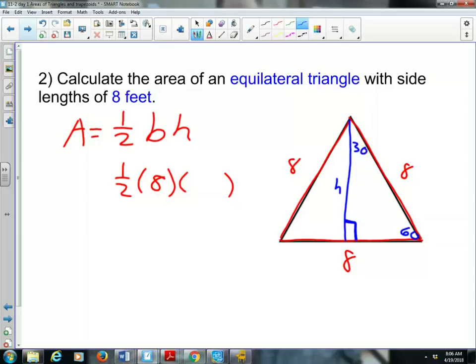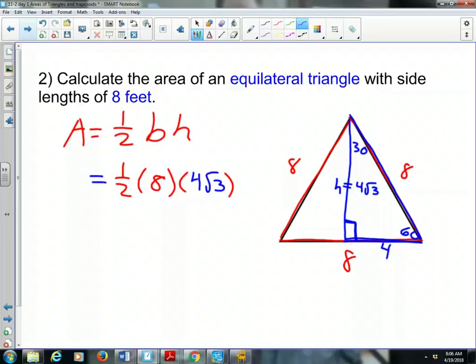It's our 30, 60, 90 right triangle. So now if this side is 8, it's the hypotenuse. The shortest side, opposite 30, is half as much. So this one is 4. And so what is my height? My height is the square root of 3 longer than the shortest side. So 4 times the square root of 3. There is my height, everybody. My height is 4 root 3.